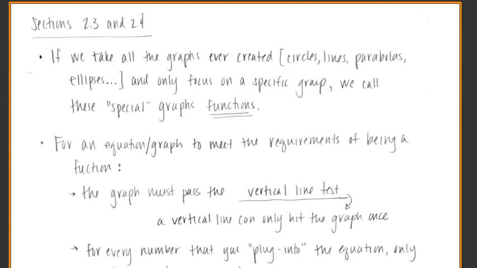Okay, so let's go into the world. Let's expand a little bit past lines. Let's go to some other types of graphs. And what we're going to call these graphs are things called functions.